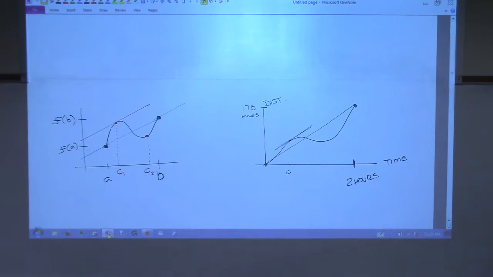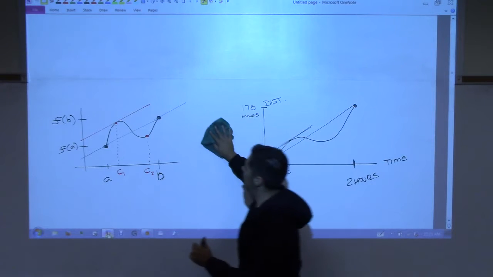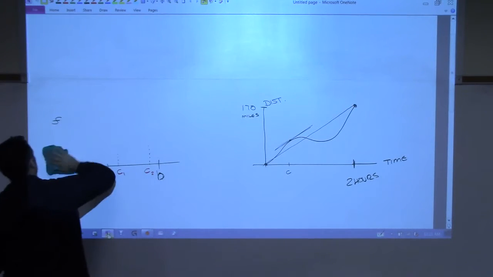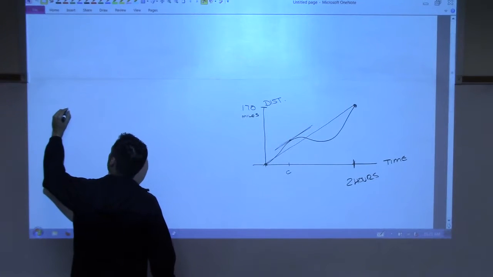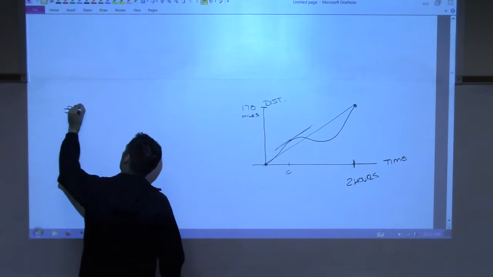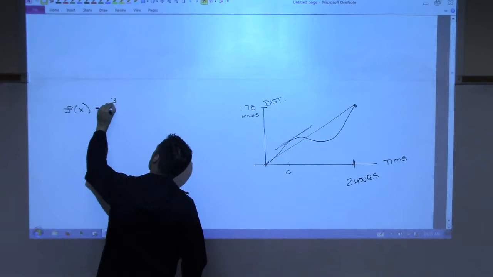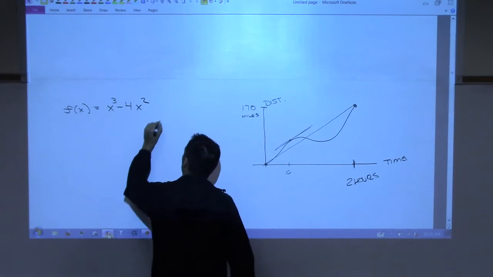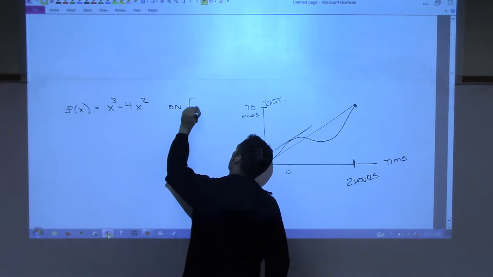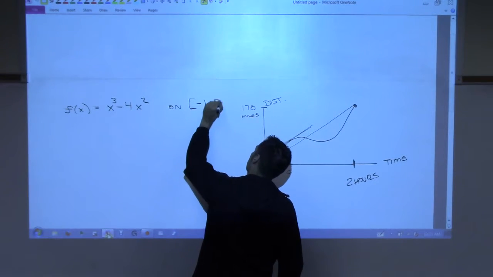Now, I'll show you a pretty cool application of this after we do just one problem. So let's take a look at a function. I'm just going to make one up here. Let's take f of x equals x cubed minus 4x squared. And let's look at that on the interval from -1 to 5.